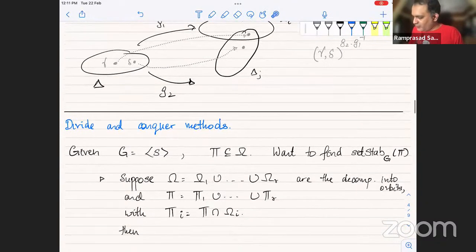Then what can I write this element as? By the way, I'm going to now cheat and change notation a little bit because it's just easier to write down. I'm going to write this as put a pi here and a G here. Please excuse me for this, but yeah.